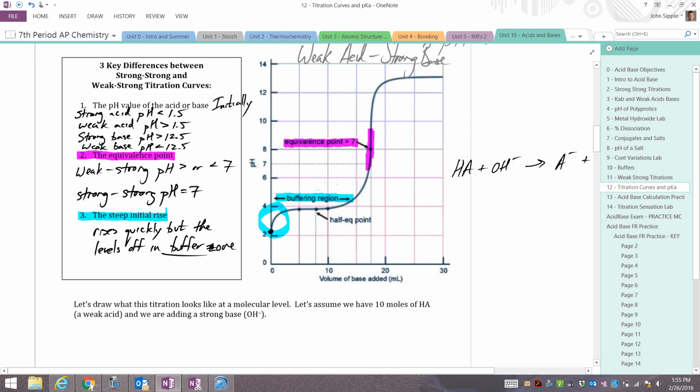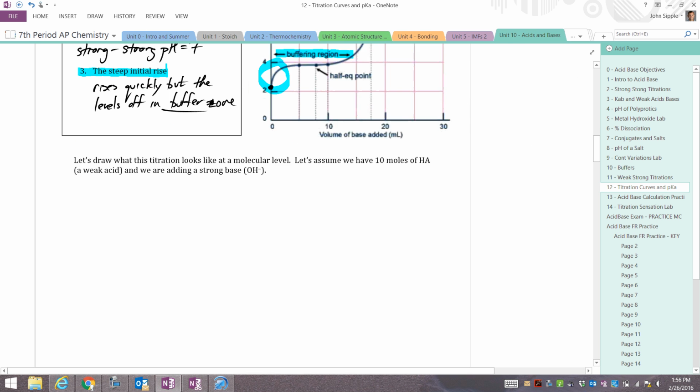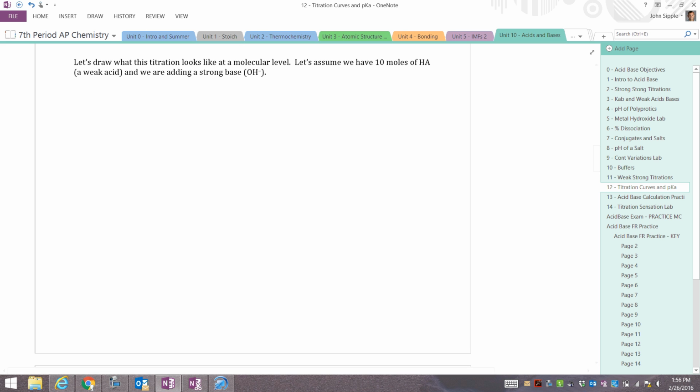Okay, so let's do a little drawing here. We're going to try this out. We're going to draw a titration at molecular level. We're going to assume we got 6 moles of HA, and we're adding OH to it.